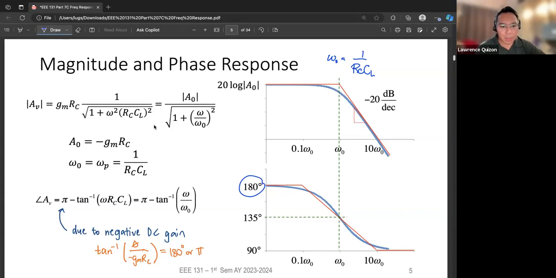Why? Well, that's because of this negative sign. The negative sign adds a flat 180 degrees to the phase, which kind of makes sense. If a positive number, so let's say we have this complex plane right here.